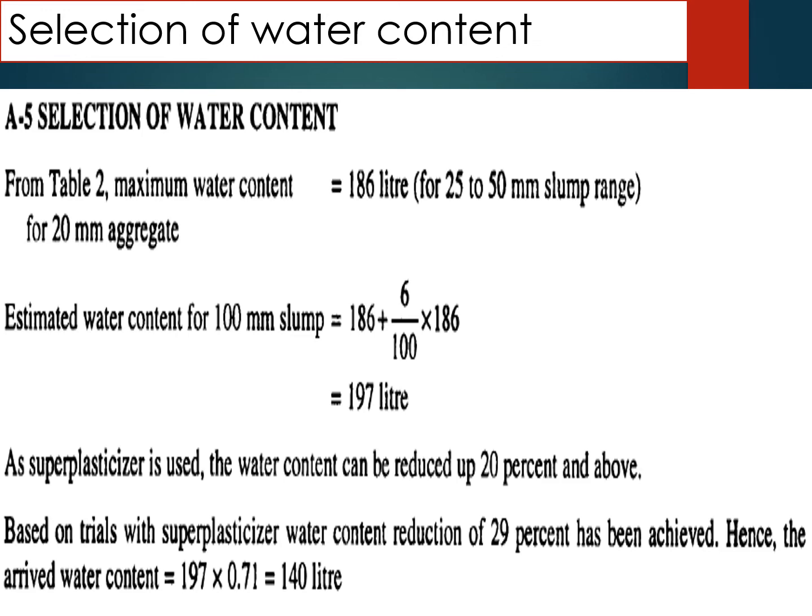So from table 2 you got 186 for a slump of 25 to 50 mm for 20 mm aggregate. Estimated water content for 100 mm slump will be 186 plus 6 by 100 into 186, that is around 197 liters. As superplasticizer is used, the water content can be reduced up to 20% and above. So based on the trials with superplasticizers, a water content reduction of 29% has been achieved and established. So the effective water content will be 197 into 0.71, that is 140 liters.